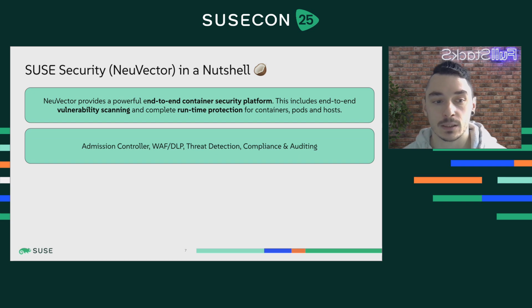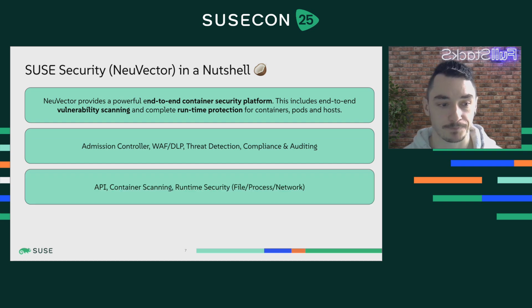NeuVector or SUSE Security also comes out of the box with an admission controller implementation. It provides web application firewall and data loss prevention, and filters all capabilities. It comes out of the box with a threat detection functionality that is actually configured and run automatically in the background. It also provides some kind of compliance and auditing capabilities.